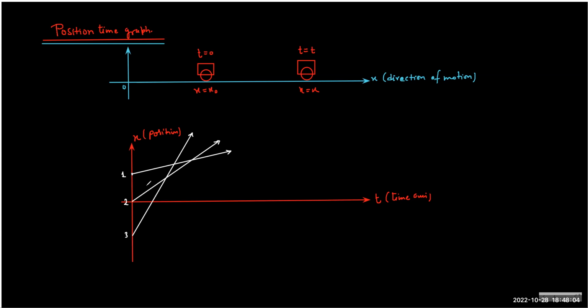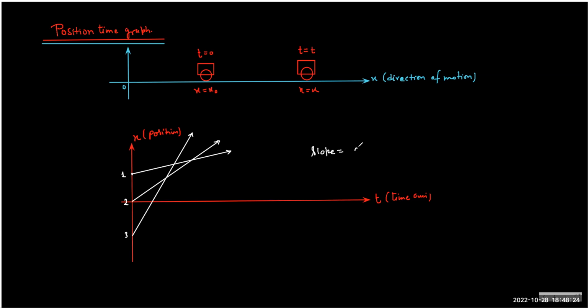Okay, so 3 is behind all and 1 is ahead of all. First of all, we'll talk about the two things, the slope and the area. Let's talk about the slope. What is the meaning of slope? What is slope here? dy by dx. Always remember slope is dy by dx.